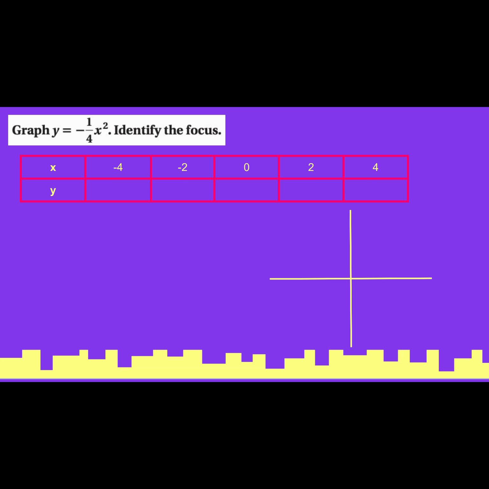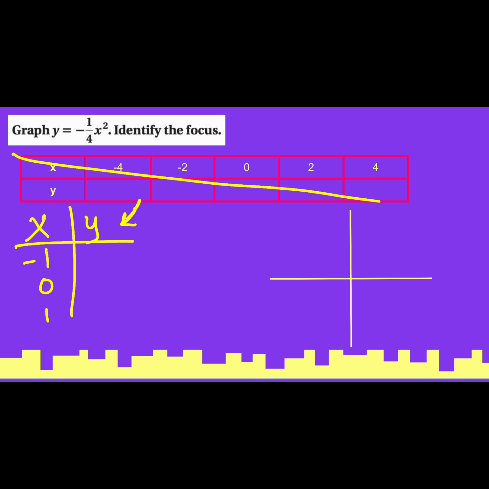Graph y equals negative 1/4 x squared, and identify the focus. First thing, if we're going to graph it, just like always, we want to make a table. The table I have here is more extensive than what we typically do. Typically, we have our x and our y, negative 1, 0, and 1, and that's enough for us. But we could plug negative 4, negative 2, 0, 2, and 4 in for x.